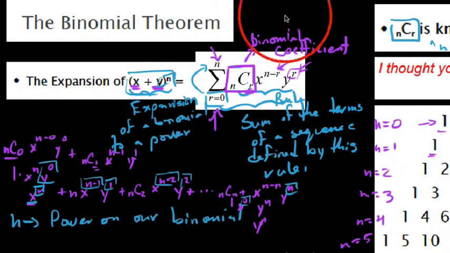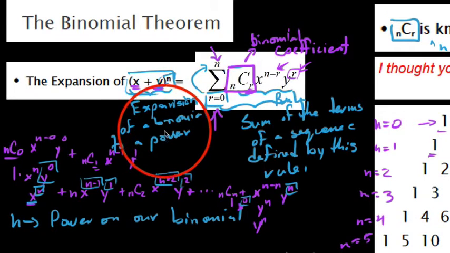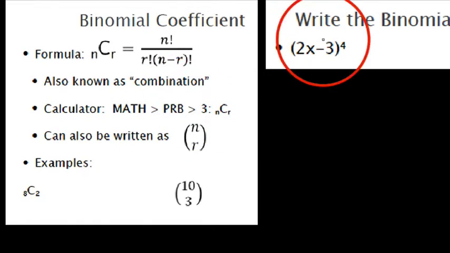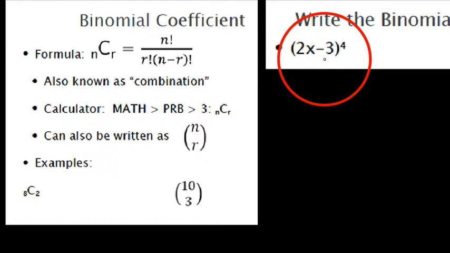So what I mean by that is, we'll go ahead and take a look at an example here where we're going to expand a couple of binomials. Stick with me. We're going to write the binomial expansion of something that looks like this.